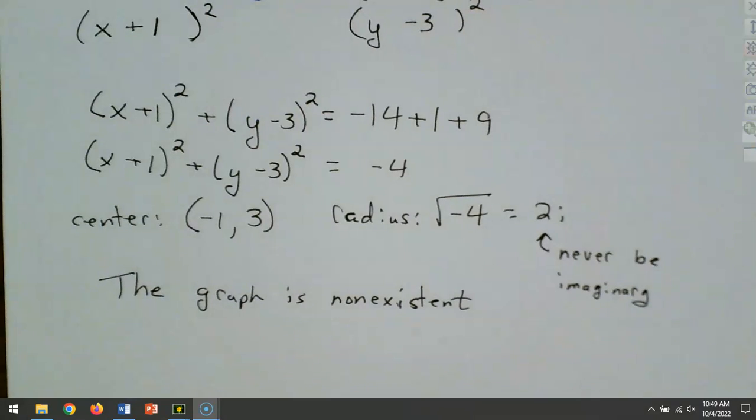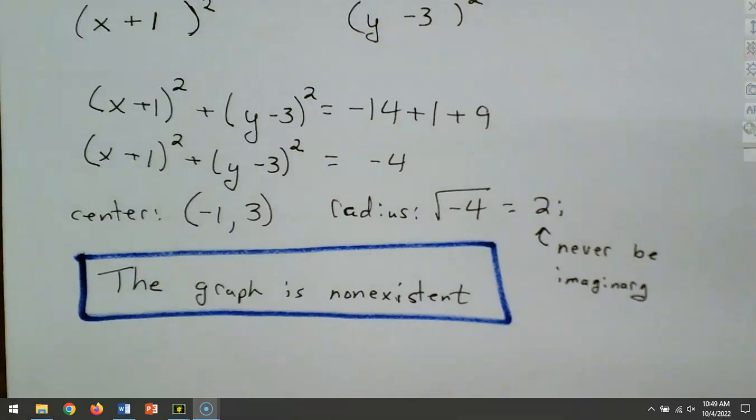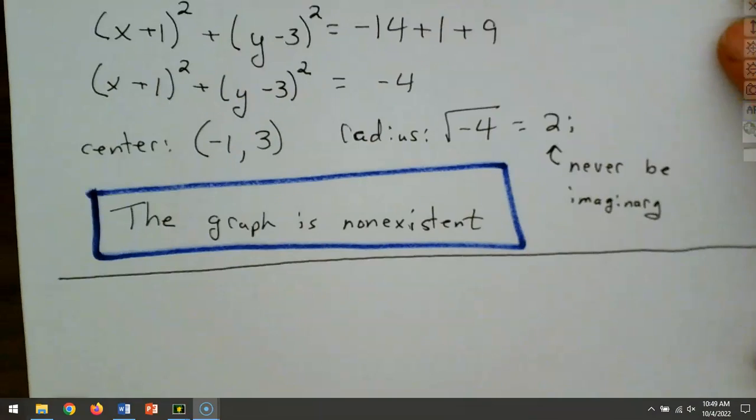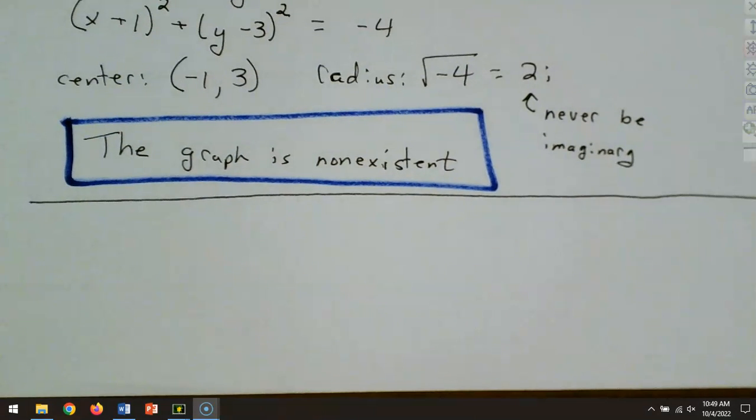And the reason why it's non-existent is because when you take the square root of a negative number, you end up with an imaginary number. And if you have an imaginary number, we can't graph that. So that means the graph does not exist at all. It's not a circle. One more, and this will be our last question. This one is also not a circle. This one's going to be a point.